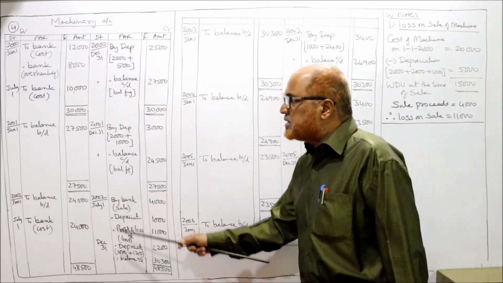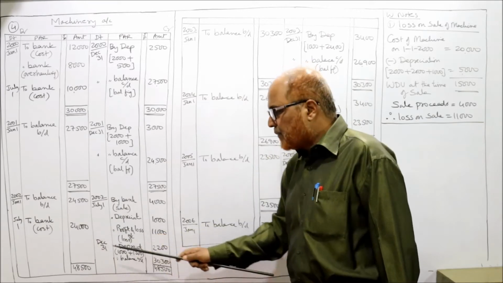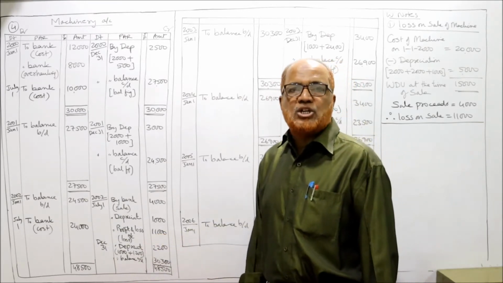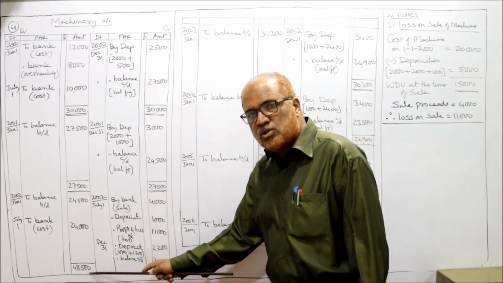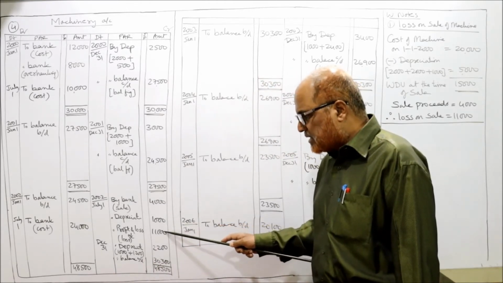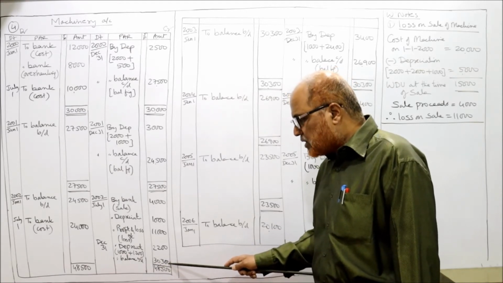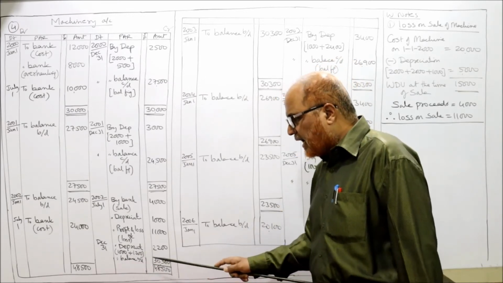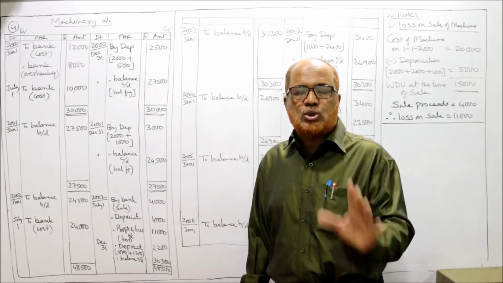So 1,000 is the depreciation of the second machine and 1,200 is the depreciation of the third machine. So 1,000 plus 1,200, 2,200 is the depreciation. Now the balancing figure. Take the total debit side, 48,500. From 48,500, subtract 4,000, 1,000, 11,000, and 2,200. You will get the balancing figure, 30,300, by balance carried down. This is the closing balance at the end of the third year, 2002.